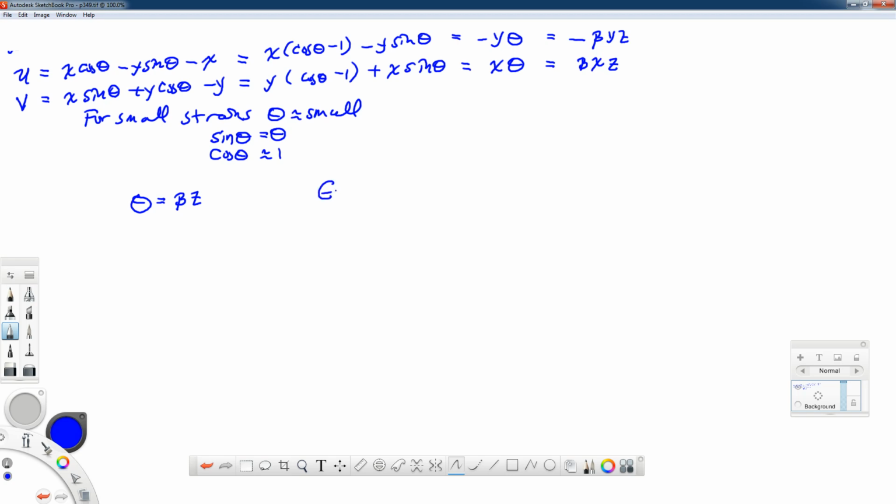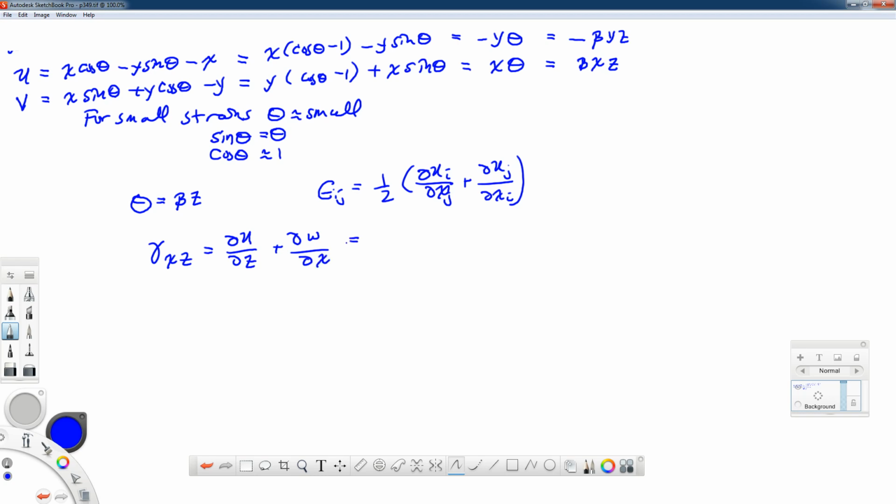Our strain displacement equations, epsilon ij is equal to 1/2 the partial of ui with respect to xj plus the partial of uj with respect to xi, gives us two non-zero shearing strains, gamma yz and gamma xz. Gamma xz, the engineering shearing strain, is the partial of u with respect to z plus the partial of w with respect to x. Now since w is equal to 0, what we get is the partial of u with respect to z, which is minus beta y.